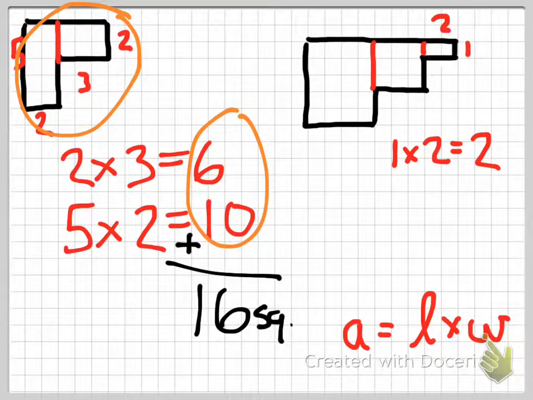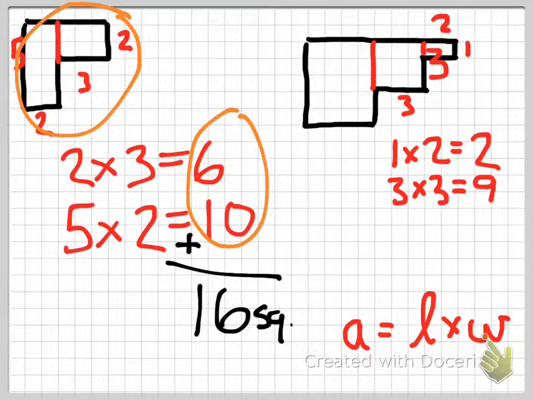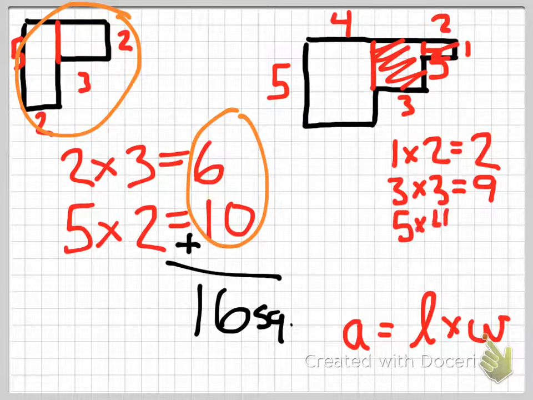So my length over here is going to be 3. Okay, let me try that a little bit better. My width is also going to be 3. So 3 times 3 is going to give me 9. Not done. Okay, got those 2 covered. It's time for my last one. My length is going to be 5, and my width is going to be 4. So now 5 times 4 will give me 20.